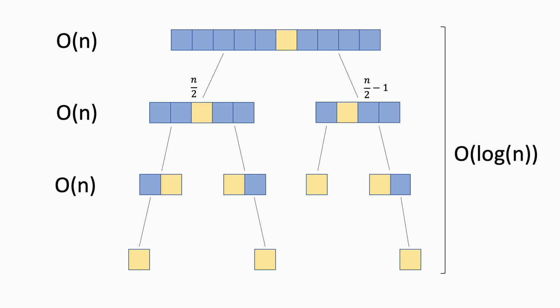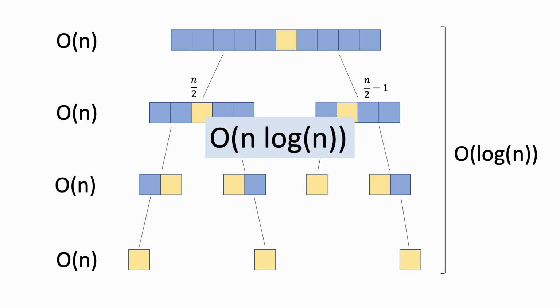Now that we know that each level runs in O of n, and there are O of log n levels, to find the total number of steps, all we need to do is multiply the number of steps in each level by the number of levels. So in total, QuickSort runs in O of n times log n in the best case, which is really good.